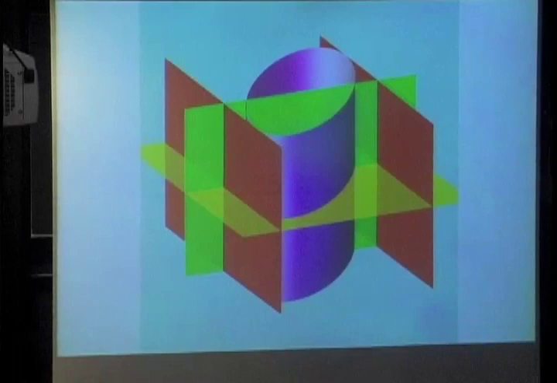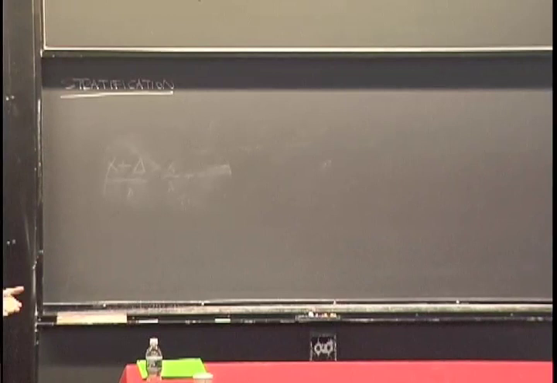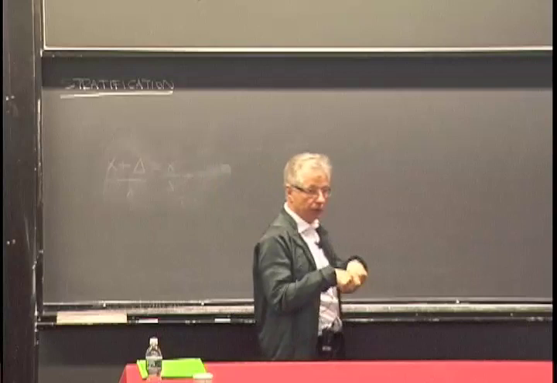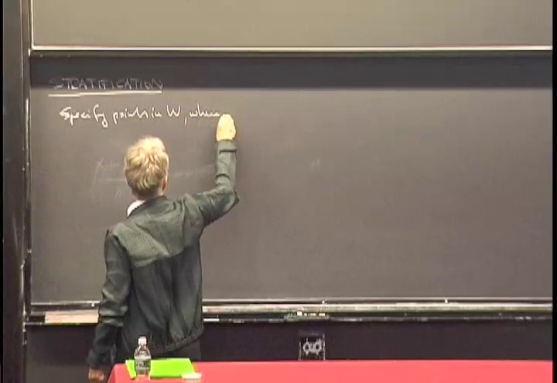Okay. So the idea to do this is stratification. As we want to apply blow-ups, we have to specify a center, and the center of our blow-up will be the locus where the ideal is the worst. So specify points in W where I is most singular.